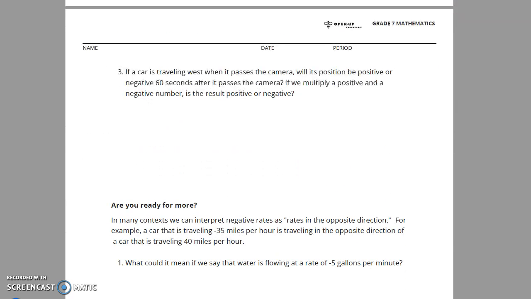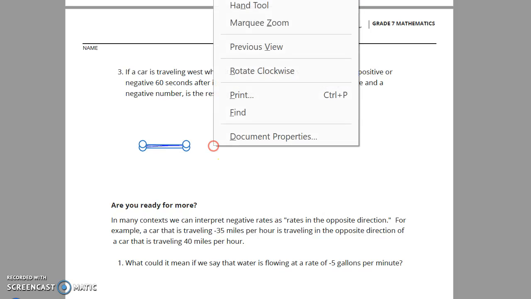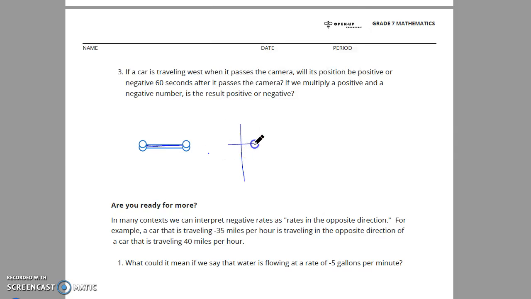A car is traveling west when it passes the camera. Will its position be positive or negative 60 seconds after it passes the camera? If we multiply a positive and a negative, is the result positive or negative? So it would be a negative. A positive times a negative is always going to equal a negative.